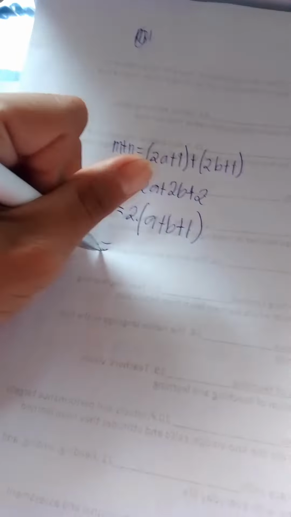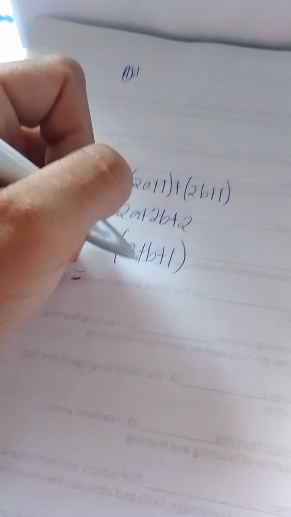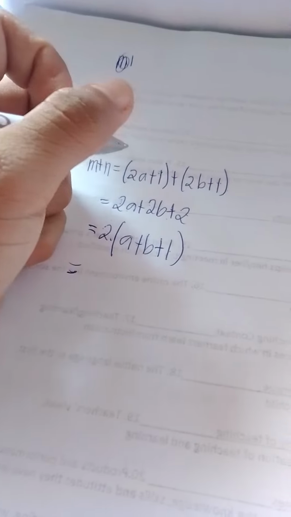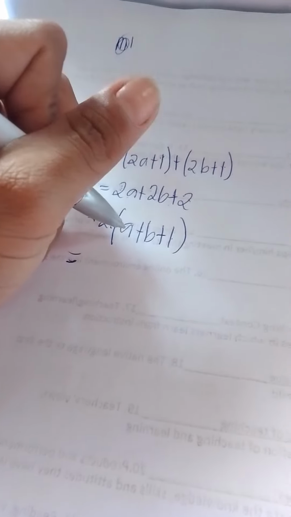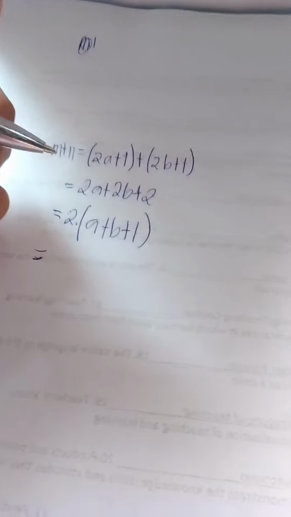So now our answer is 2 times the quantity of a plus b plus 1. Our factor is 2 times the quantity of a plus b plus 1.